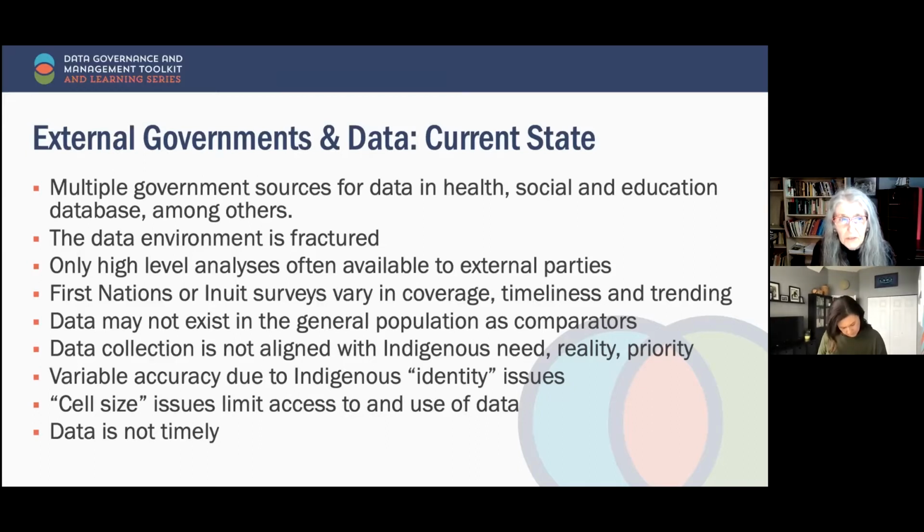Certainly, First Nations surveys and Inuit surveys are great from the perspective of being strength-based indicators, First Nations driven or Inuit driven. And I recognize that there's going to be an Inuit health survey coming out in 2021, which is just wonderful news. But they do vary in coverage. Not all Indigenous governments or nations otherwise participate in these.